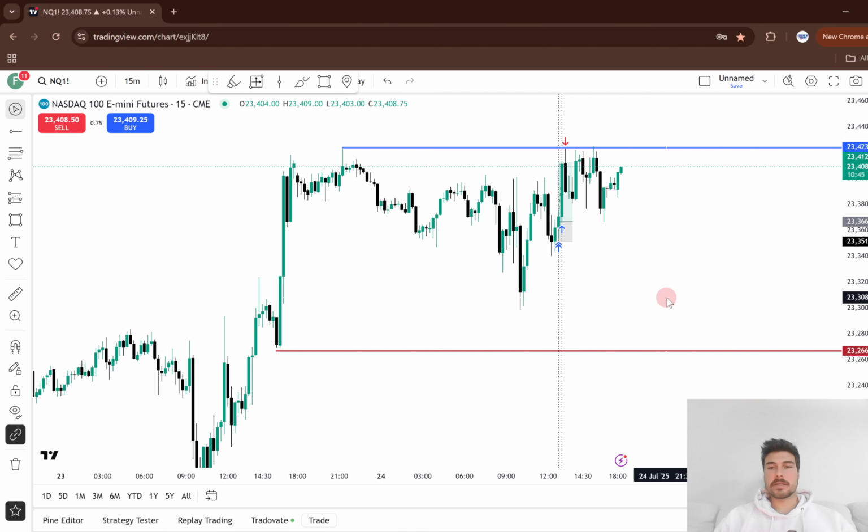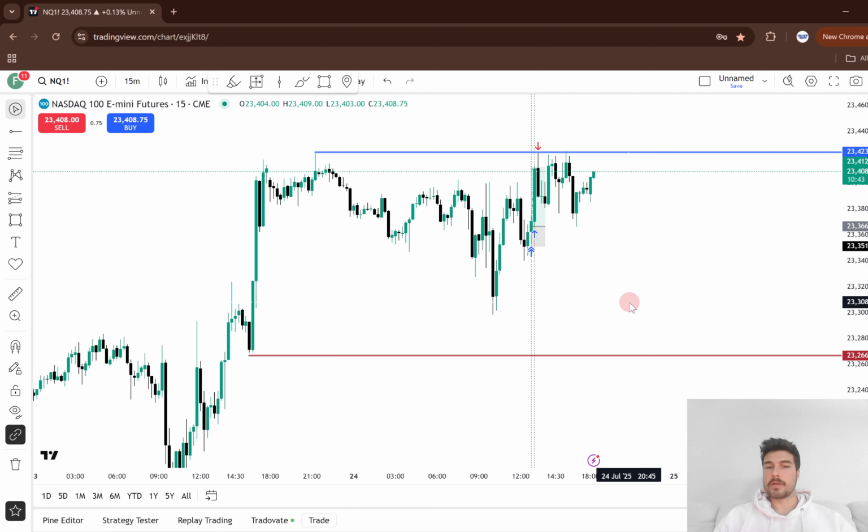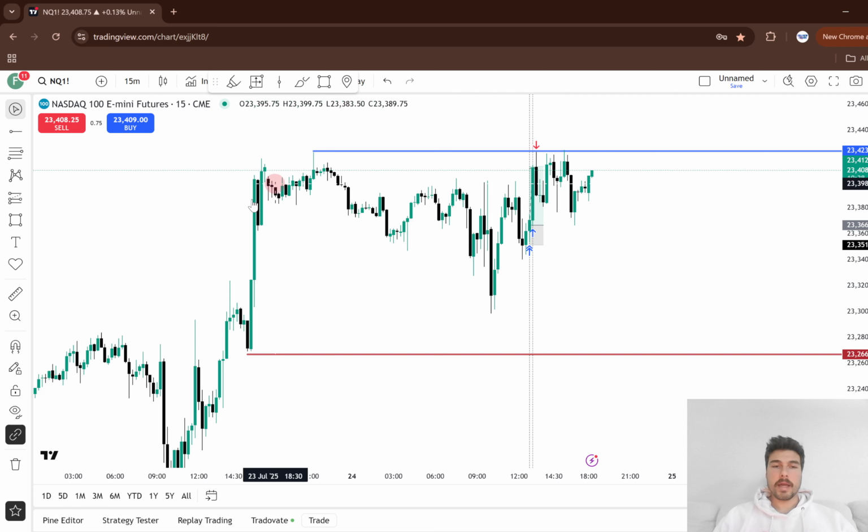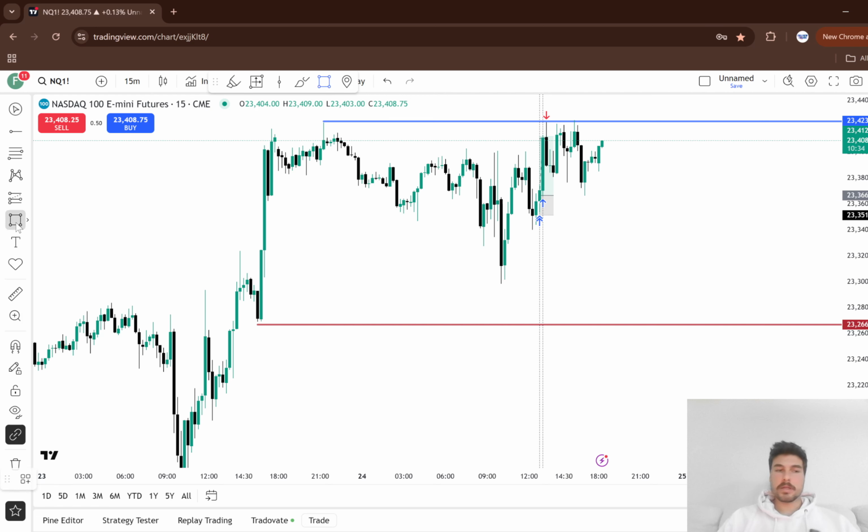So the first thing we need to understand that allowed me to take this trade is the dealing range. And this is the dealing range low and the dealing range high. So with that dealing range, I'm always looking to see what fair value gaps are inside that range. And you can see two, right? So there's a bullish fair value gap right here.